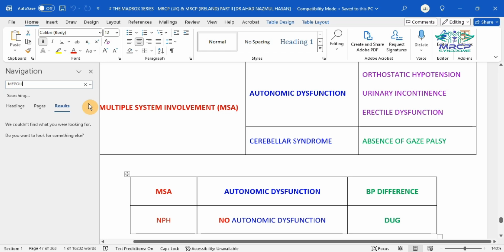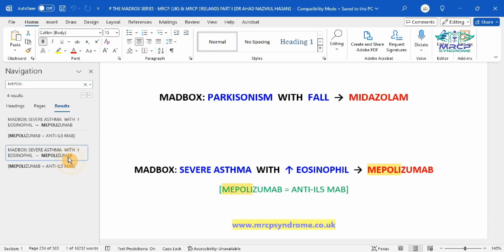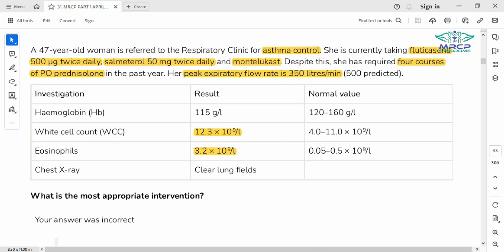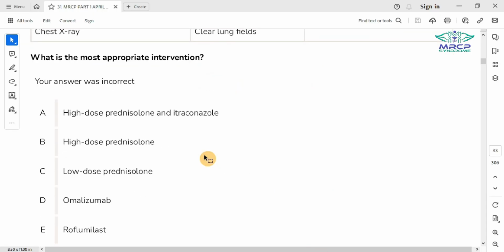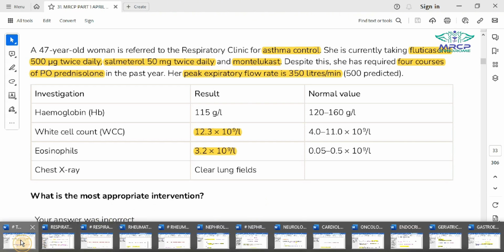So these two are very important, especially for part 1. So severe asthma with elevated IgE, it's just the reverse actually. Where IgE is elevated, there will be omalizumab. Where eosinophil is elevated, it should be the mepolizumab. There is no option here actually. Okay, yeah. So let's go one by one.